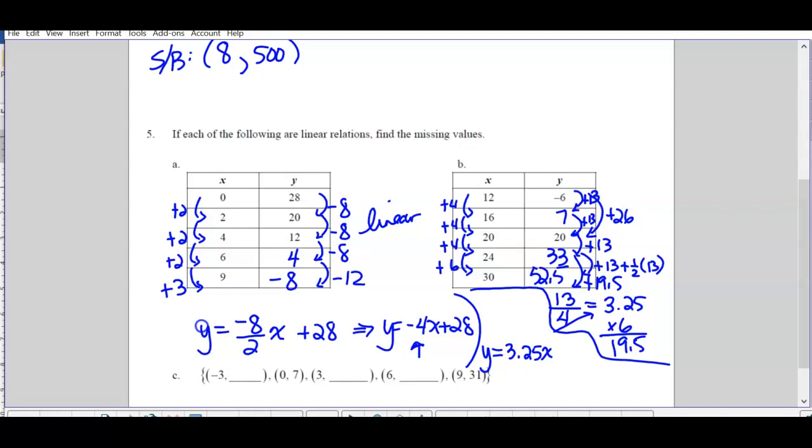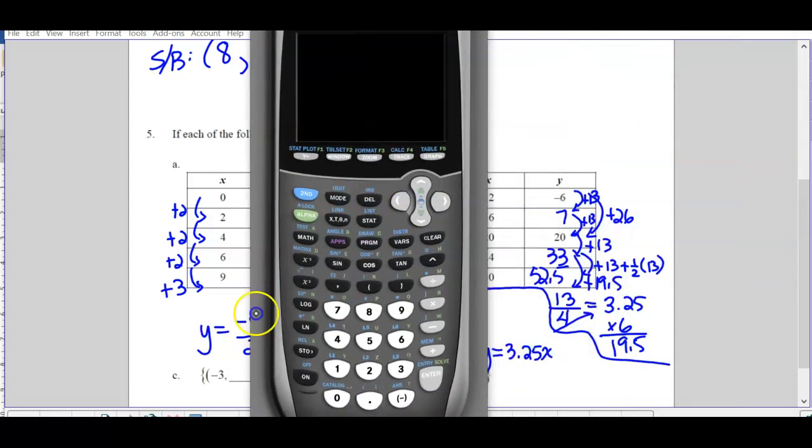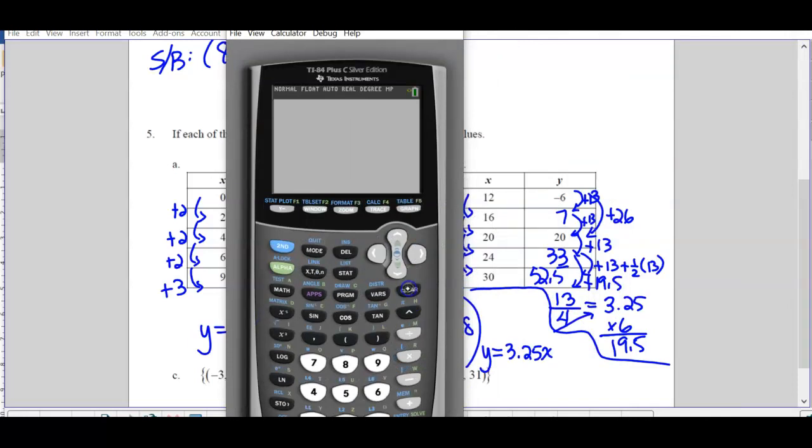If you have 12 to start, so go 3.25 times 12. Okay, and it's 39, and we really need to have it to be negative 6. So we've got to subtract 39 plus 6 is 45. Then try another one, 3.25 times 16. Okay, then subtract 45. Do you end up with 7? You do. Okay, so you can always check your work on that.